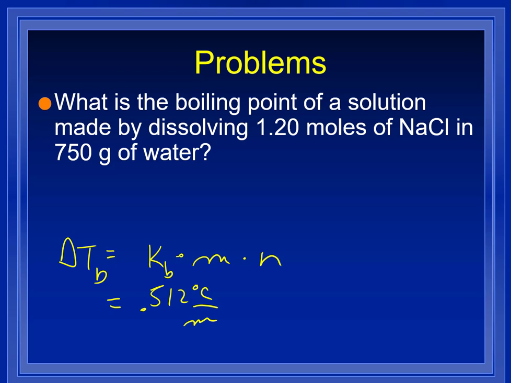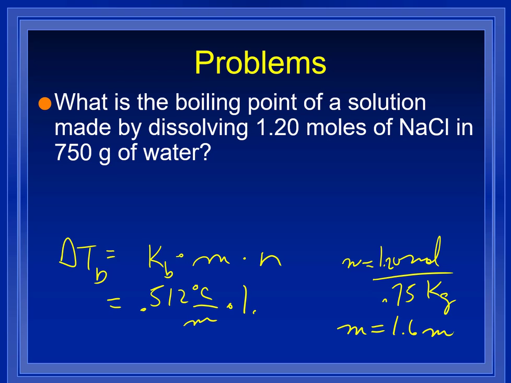Now I need the molality. Well, molality is moles of solute over kilograms of solvent. So I had 1.20 moles in 0.75 kilograms. And 1.2 divided by 0.75, the molality is 1.6 molal. So I've got to figure out the molality so I can do that. Times the number of pieces. How many pieces is NaCl going to fall apart into? Times 2.